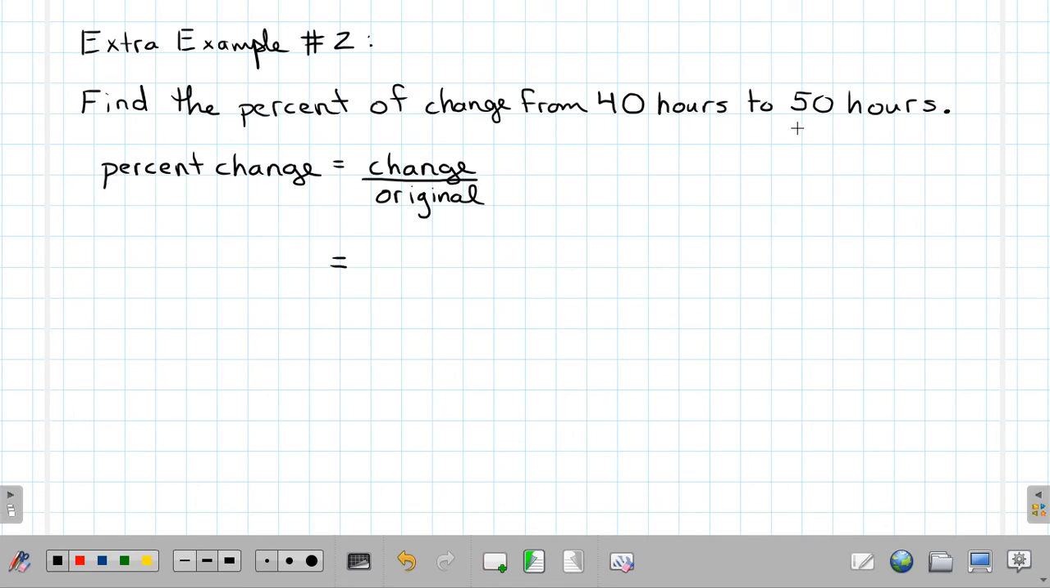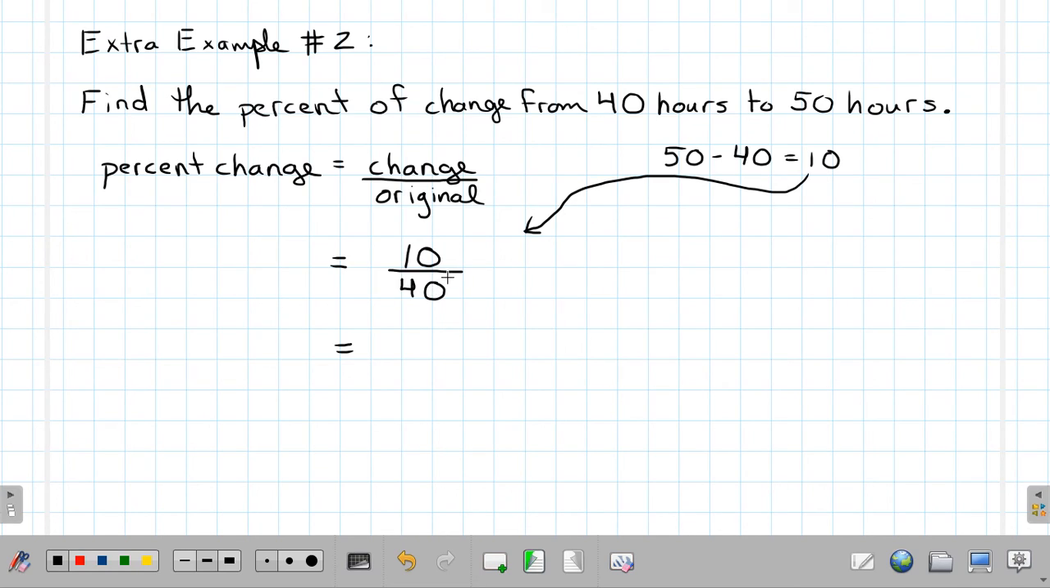So going from 40 to 50, where we get the change is we do 50 minus 40 is equal to 10. Well, that tells us what our change is. Our change is 10. We changed the amount by 10, okay? In this case, the original, well, we're going from 40 to 50, so we started off with 40 hours. So 40 is actually our original amount we're talking about. Well, once again, we do our little calculation here, 10 divided by 40.